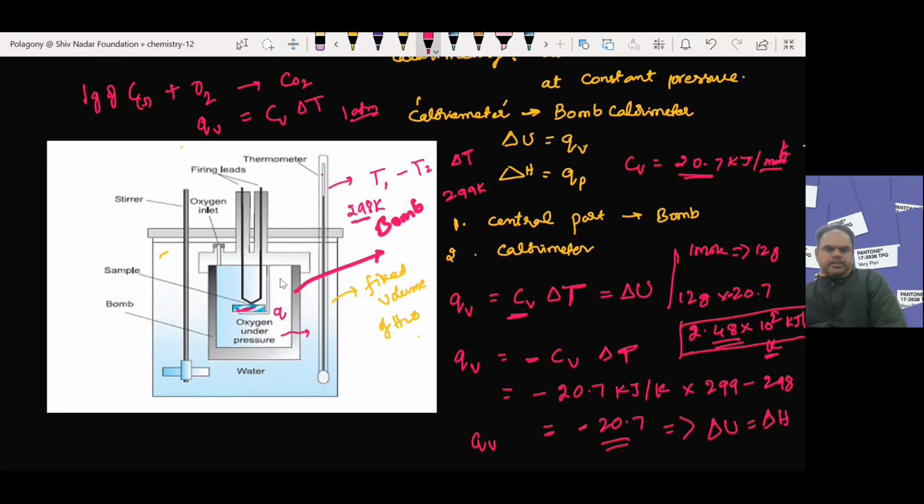That means the chemical system burning inside this bomb loses heat energy. That energy is captured by the water, and the temperature changes from T1 to T2. This temperature difference is equivalent to QV, which is equal to the change in internal energy of the system. So the change in internal energy can be measured by the change in heat energy during the reaction that comes from the combustion of the substance in the calorimeter. Calorimetry is the method of measuring the heat change during chemical and physical processes, using a special instrument called a calorimeter.